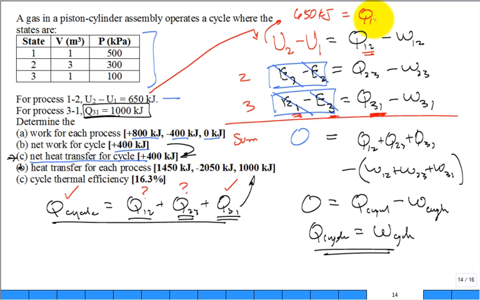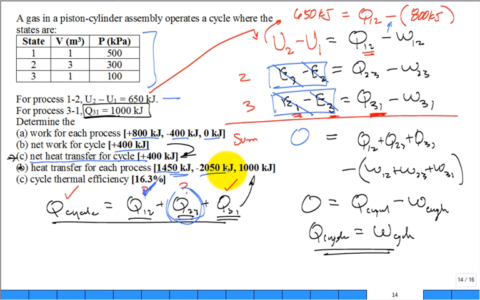Q1 to 2 is what I'm looking for. What's the work 1 to 2? Did we calculate the work 1 to 2 before? It's positive 800 kilojoules. Is it important that I have this negative sign right there? Yeah. And so Q1 to 2 is 800 plus 650. It's 1450 kilojoules. Make sense? All right. What about the heat transfer Q2 to 3? Go back to this equation because you just solved for that. And now Q2 to 3 is Q cycle minus Q1 to 2 minus Q3 to 1. And you find it's negative 2050 kilojoules.